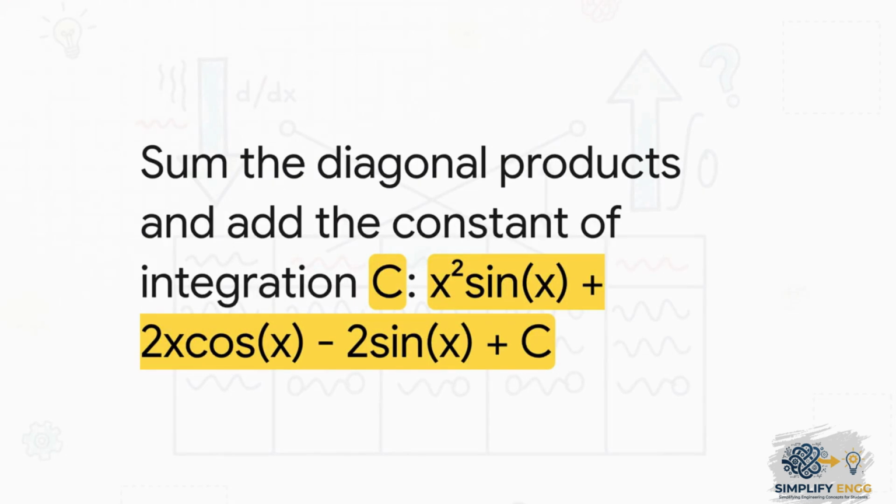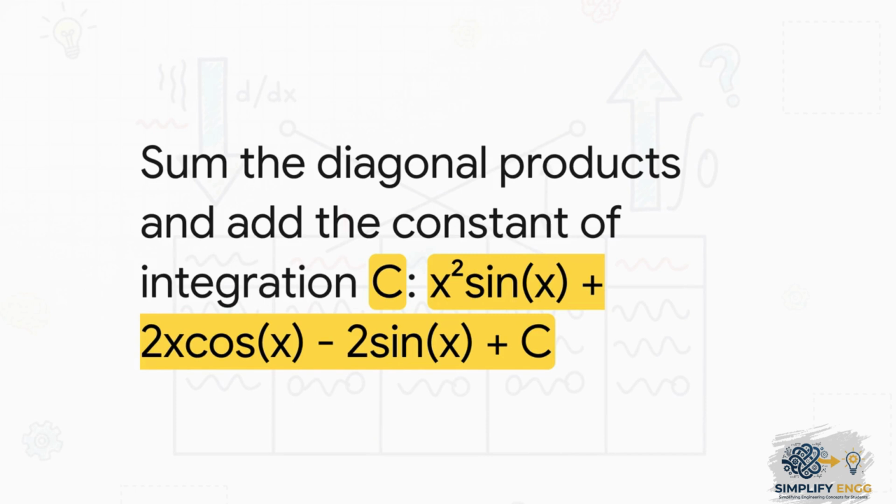And now we just assemble our answer. Let's just write out those products we just found. Our first diagonal gives us plus x squared times sine of x. The second one, now watch the signs here, is minus 2x times negative cosine of x, so that double negative makes it plus 2x cos x.